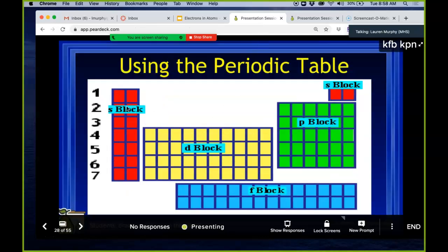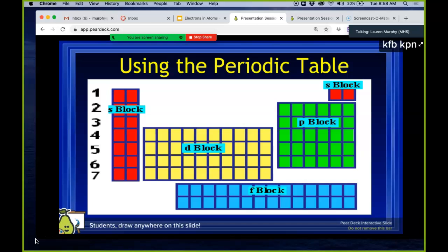So if you don't have your periodic table out, please get it out. I'm going to give you a minute because I really do want you to have it out. So I'm going to give you a minute and pause. Have your periodic table out. You're going to need it all the rest of the day today.